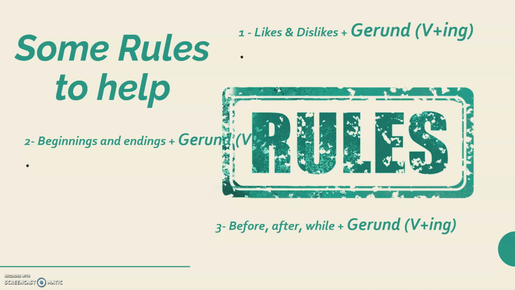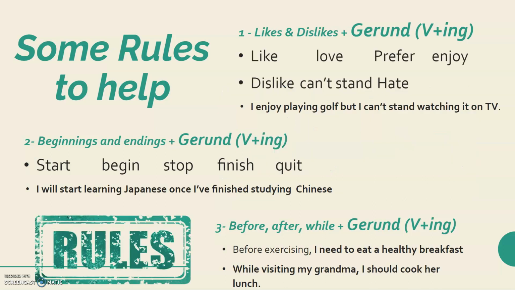So the basic rules is, with the likes and dislikes, we usually follow that with a gerund. So I like playing, I love playing, I prefer playing, I enjoy playing, I dislike playing, I can't stand playing, I hate playing. Okay? So things that we talk about are likes and dislikes followed by a gerund. Also, when we start with something, a beginning and an ending, we also have a gerund. Start learning Japanese, begin learning Japanese, stop learning, finish learning, quit learning. Okay, so beginnings and endings we have with a gerund.